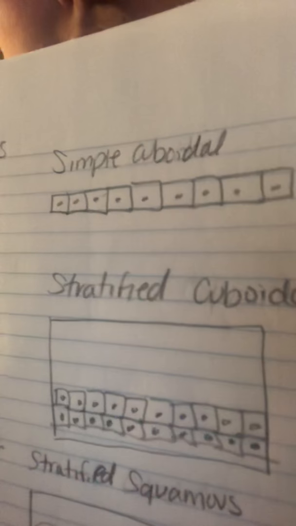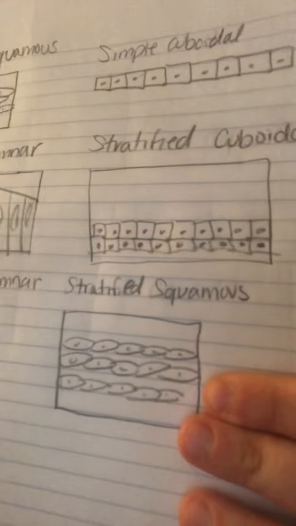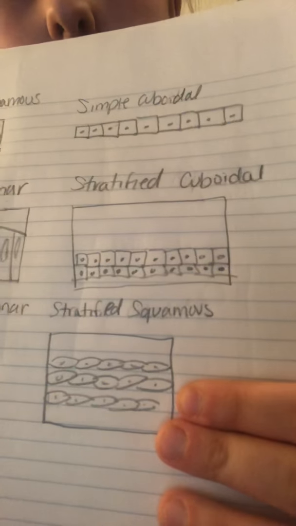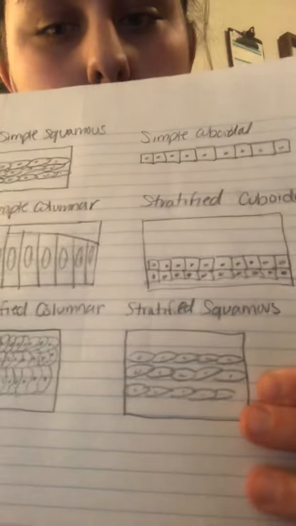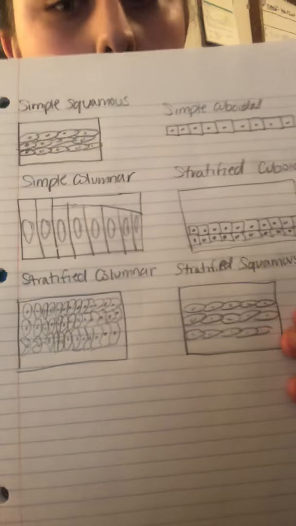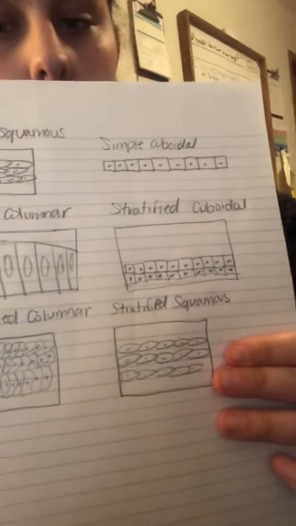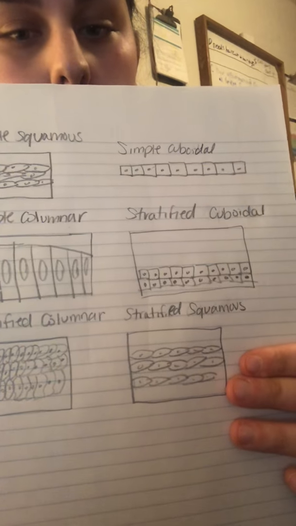Then we have simple cuboidal, which is just one layer. I'll go ahead and just name them all off. Simple columnar, simple or stratified cuboidal, stratified columnar, and stratified squamous.